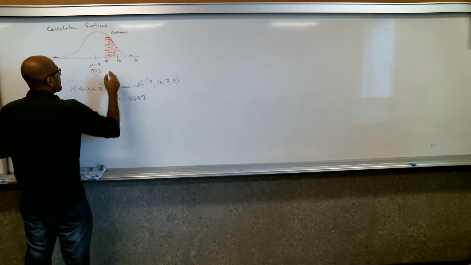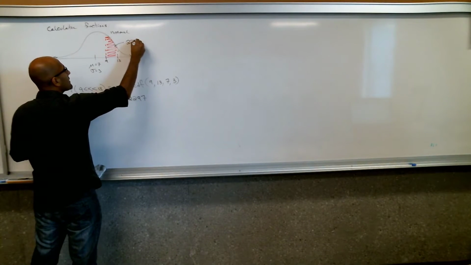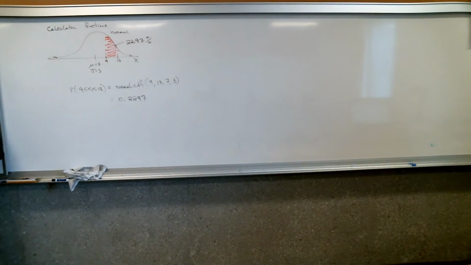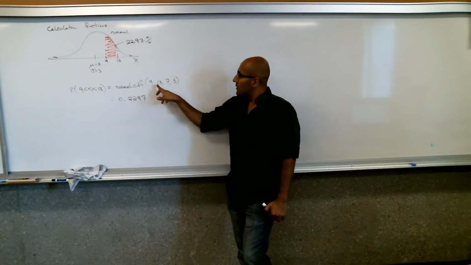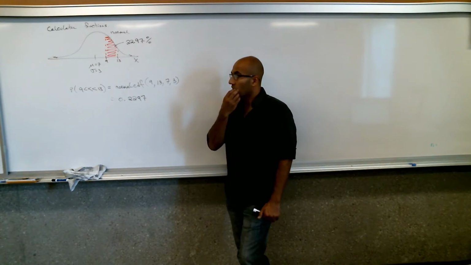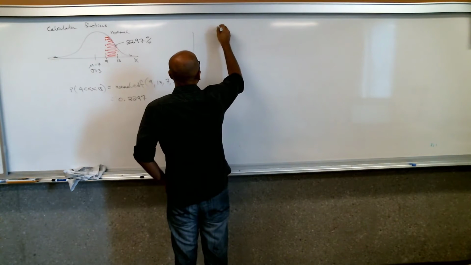So that means that this area right in there has an area of 22.97%. Any questions? No? Okay, so it's normal CDF: lower limit, upper limit, mean, and standard deviation. Okay, notation. Sometimes they ask you to find something that looks like this.